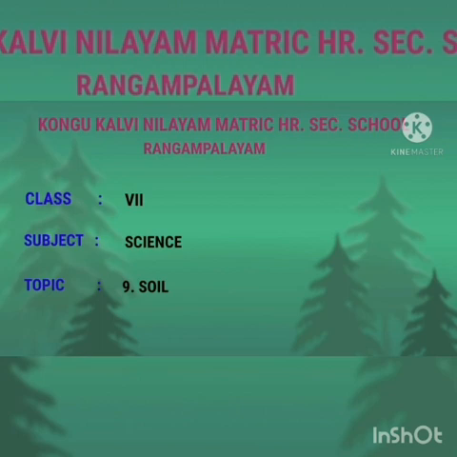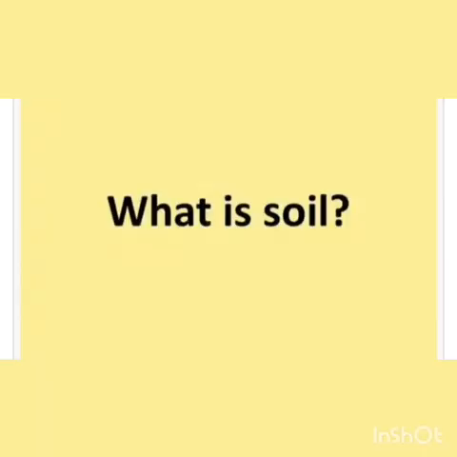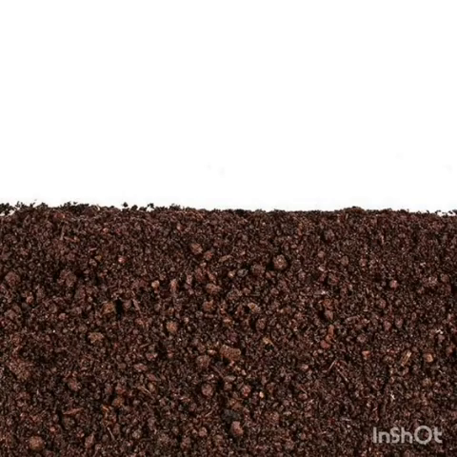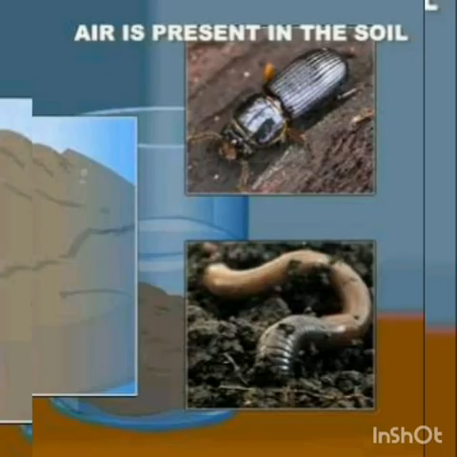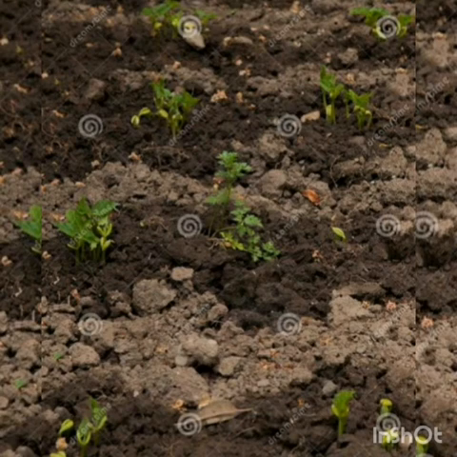Today we are going to discuss lesson 9, soil. What is soil? The upper layer of earth is soil. In soil only we are living, isn't it? No. Soil is made up of humus. Humus means organic material such as decayed plants and animals. Soil has air, water and many kinds of microorganisms. The nature of soil differs from place to place.